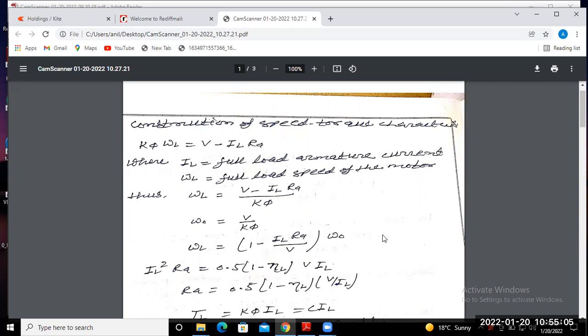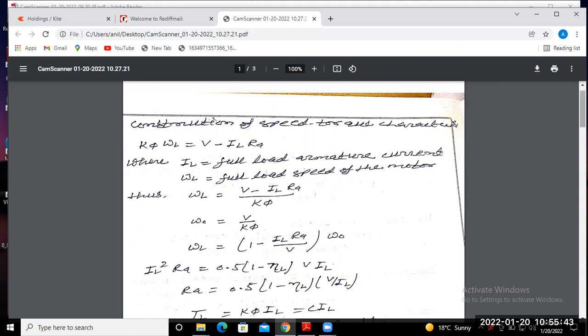Okay, so maximum efficiency occurs at the rated load, that means the copper loss is equal to half of the total loss. So IL square RA, the ohmic loss, equals 0.5 times (1 minus efficiency at full load) times V times IL. So we can find the value of armature resistance RA from this equation. If the efficiency of the motor, input voltage and load current are given, then we can find out the armature resistance of that particular machine.